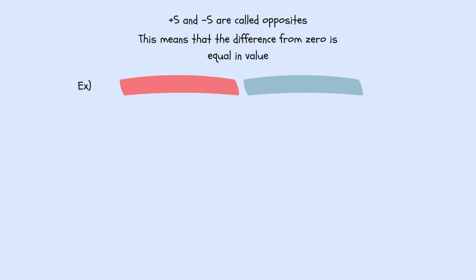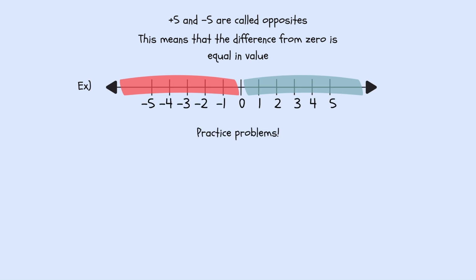Plus 5 and negative 5 are called opposites. This means that the difference from 0 is equal in value. For example, we have a number line here. The shaded part that's in red is equal to the shaded part that's in blue because here it's up to number negative 5 and 5. Those have the same distance from 0.